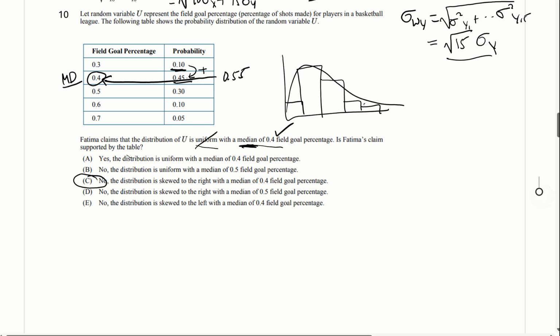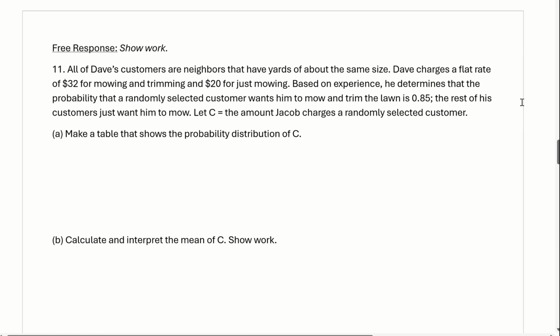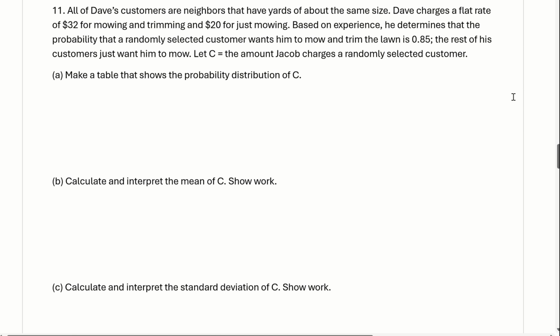Okay, so let's do the free response here. So scroll down here. All right, so number 11 is all of Dave's customers are neighbors that have yards of about the same size. Dave charges a flat rate of $32 for mowing and trimming and $20 for just mowing. Based on experience, he determines that the probability that a randomly selected customer wants him to mow and trim the lawn is 0.85. The rest of his customers just want him to mow. Let C equal the amount Dave charges a randomly selected customer. So make a table that shows the probability distribution of C.